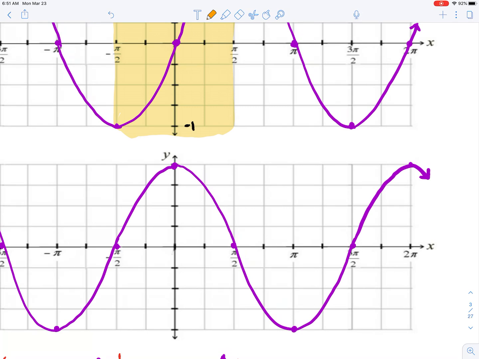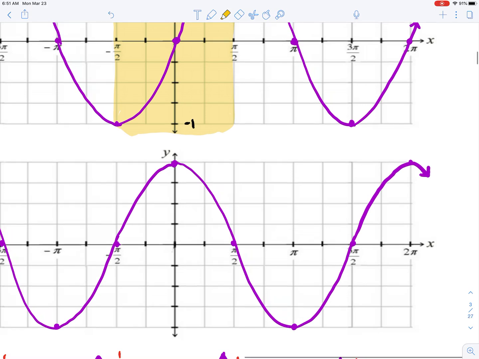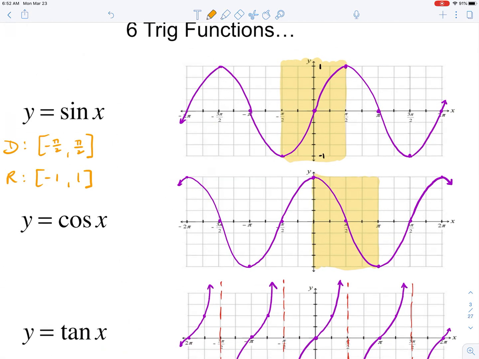Okay, for cosine, if we use that same interval from negative pi over 2 to pi over 2, notice that on that interval, cosine would not pass the horizontal line test. However, from 0 to pi, we get all of the outputs for cosine between negative 1 and 1. And on that interval, cosine would pass the horizontal line test. So the restricted domain for cosine, forcing cosine to be 1-to-1, will be from 0 to pi. And the range is still from negative 1 to 1.